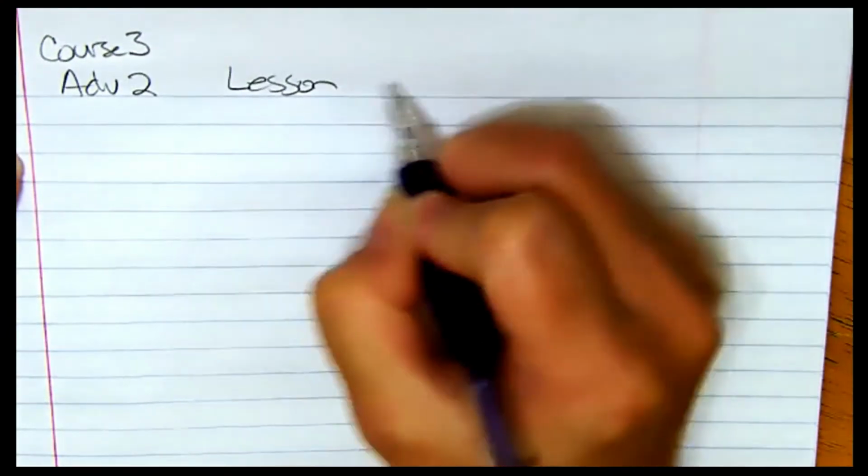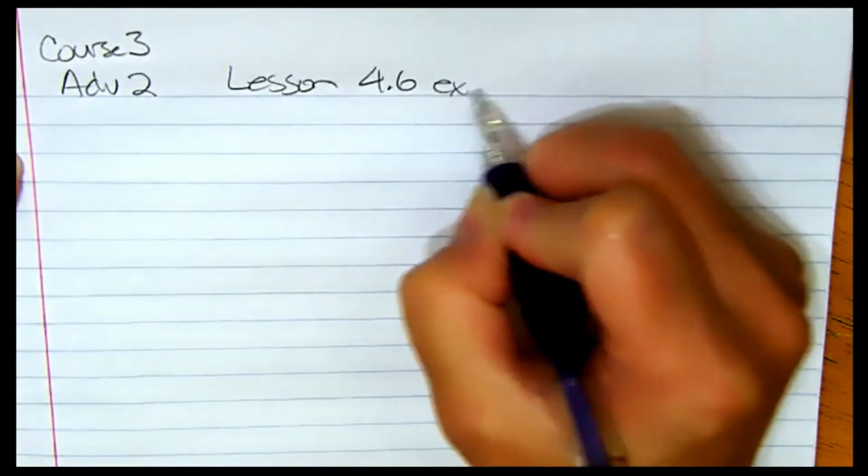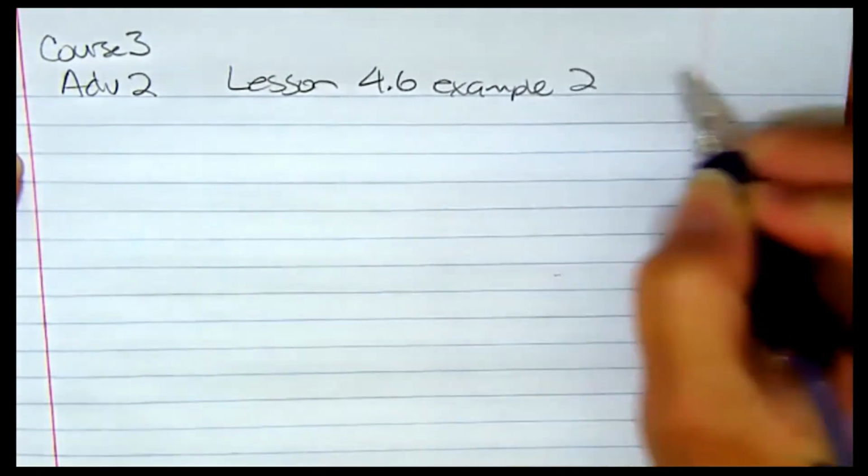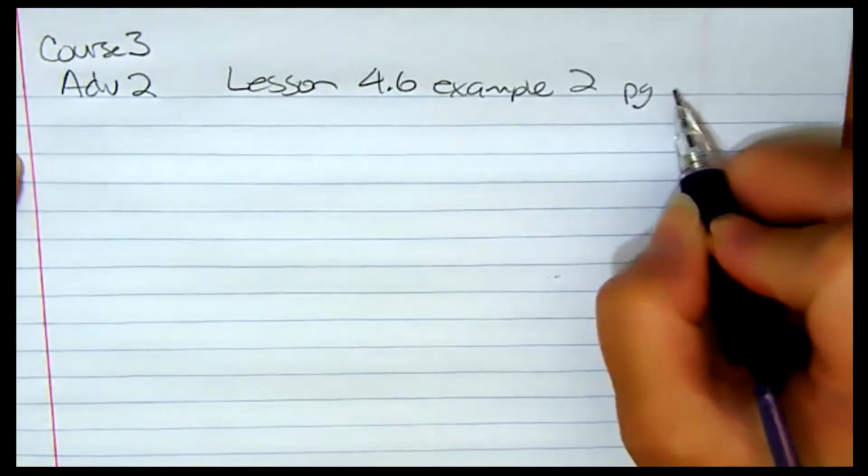If you are in 7 Excel, we are working from the Advanced 2 textbook. If you are in Math 8, we are working from the Course 3 textbook. We are doing lesson 4.6, example 2, and it can be found on page 181.